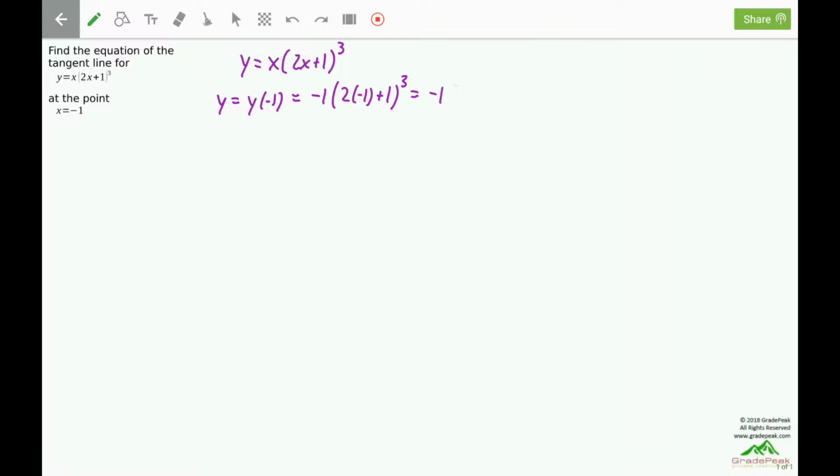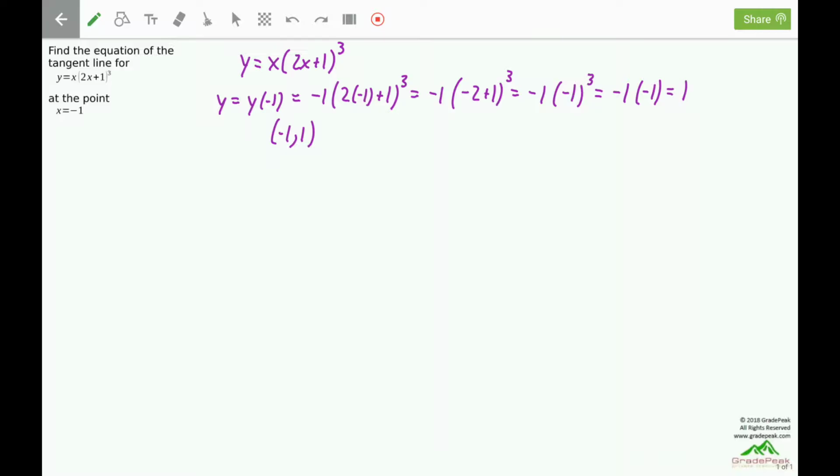So I have -1 times, 2 times -1 is a -2, plus 1, cubed. I will have -1 times (-1) cubed. Well, (-1) cubed is -1 times -1, +1, times 1 more -1, it's -1. And we have -1 times -1, which comes out to +1. There's my corresponding y coordinate. So we have the point (-1, 1).